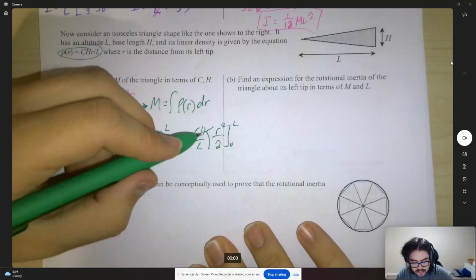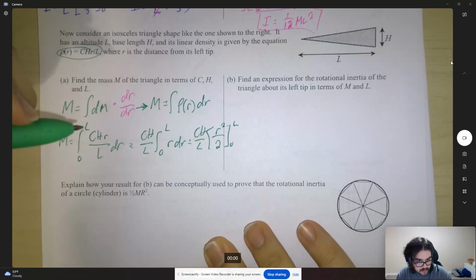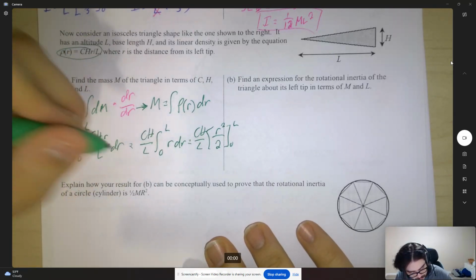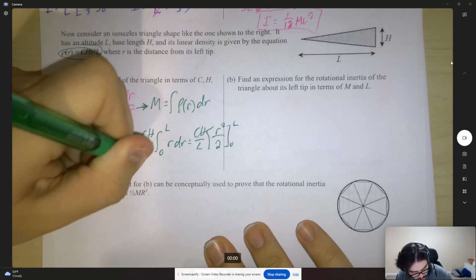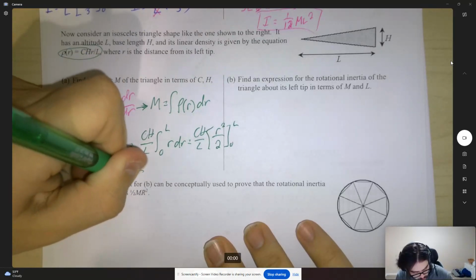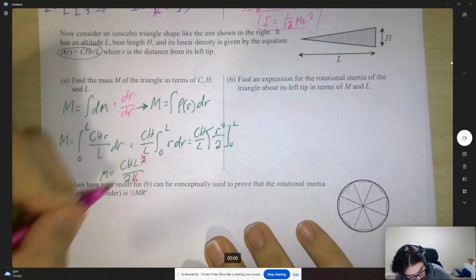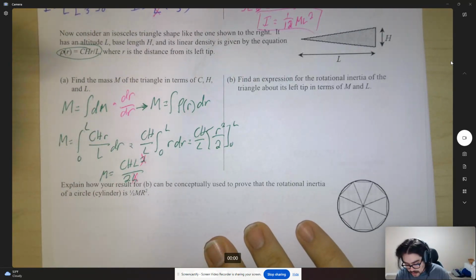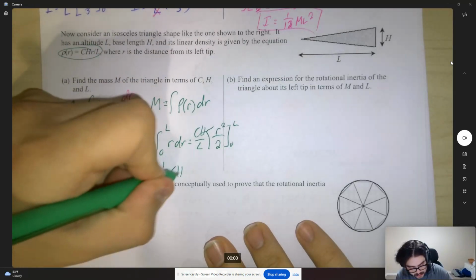It really just becomes CH L squared over 2L. Okay, so this really becomes m equals CH L squared over 2L. Okay, and then you cancel out the L's, and you end up getting that mass is just equal to 1/2 CHL. Okay.